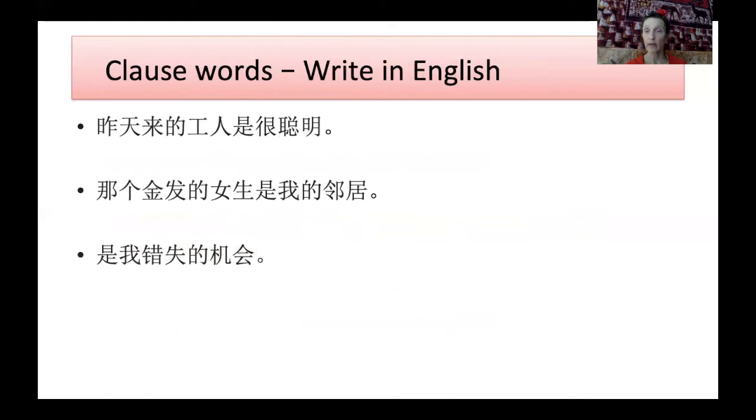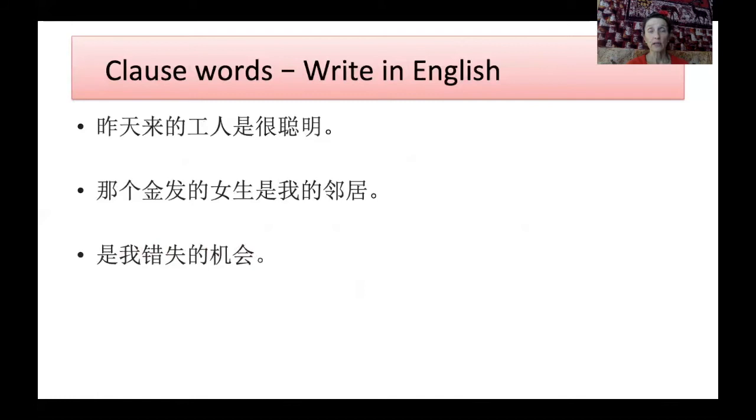So again, 暂停视频一下 and 试试做. Again, write these Chinese sentences in English. Okay, assuming that you did pause for a few moments and try to write, let's look at these sentences.